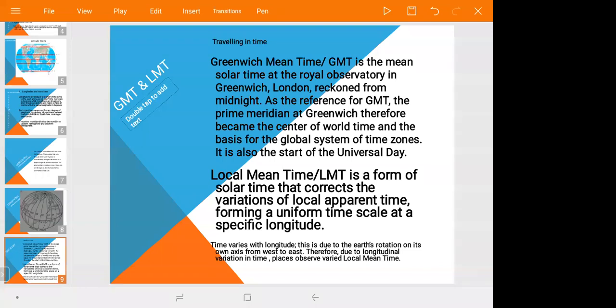Is there anyone who has a relative living in Europe or America or Asia? Does that person call you during your night time or sleeping time? Yes. Does it mean that person is calling for you during night time in his place too?